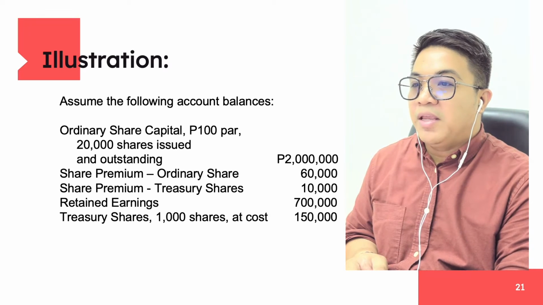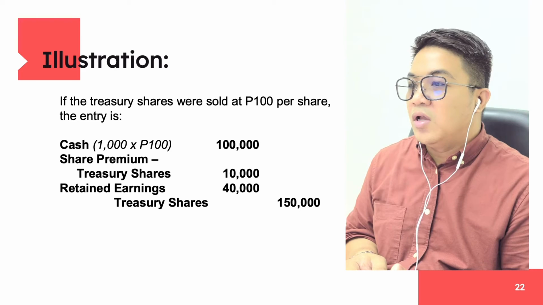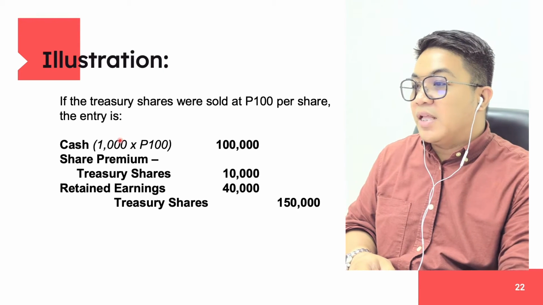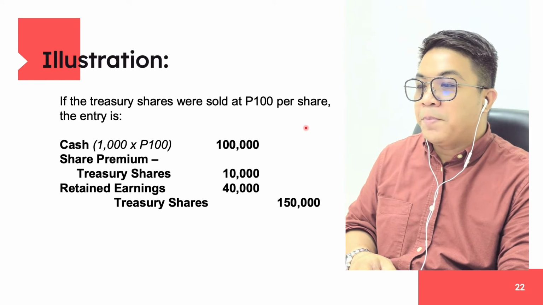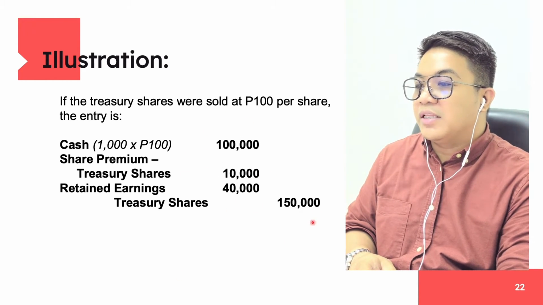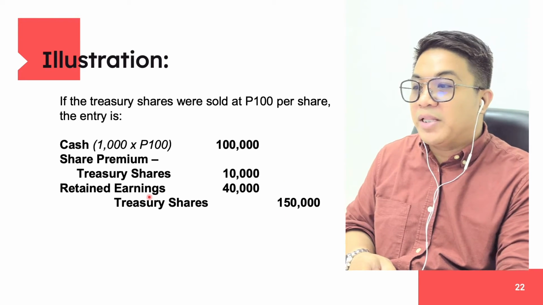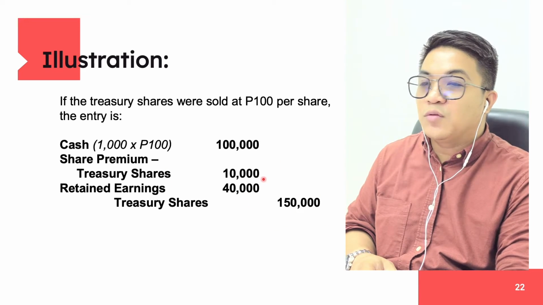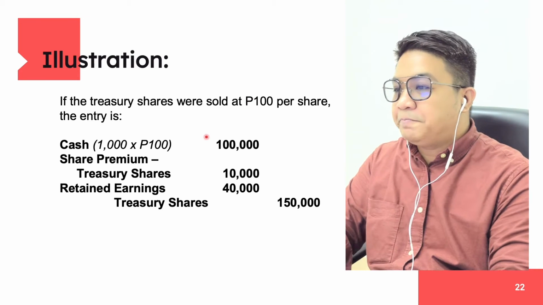So, let's see if yung treasury shares natin is nabenta at 100 pesos per share. The entry is debit cash 100,000. Magkano ba yung cost ng treasury shares natin? No, 150, no? Doon kanina sa problem natin nakalagay 1,000 times 150, that's 150,000. Then 100 pesos lang yung pagkabenta niya.